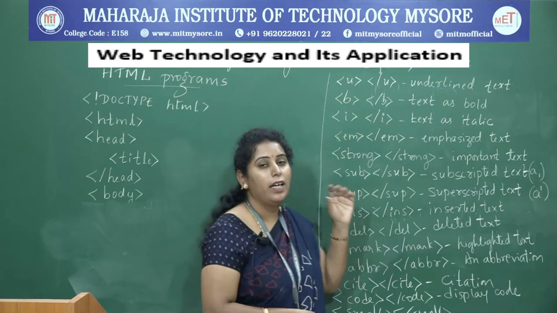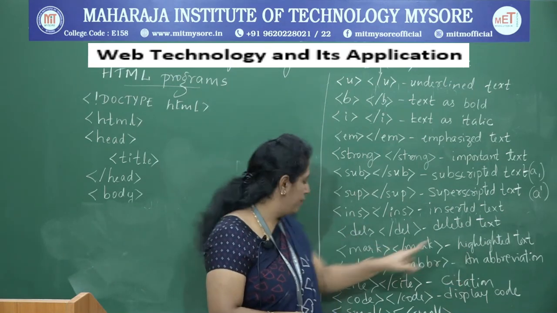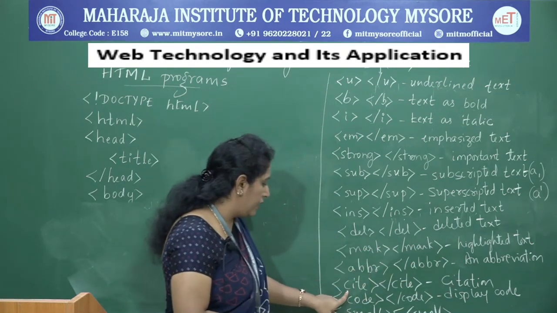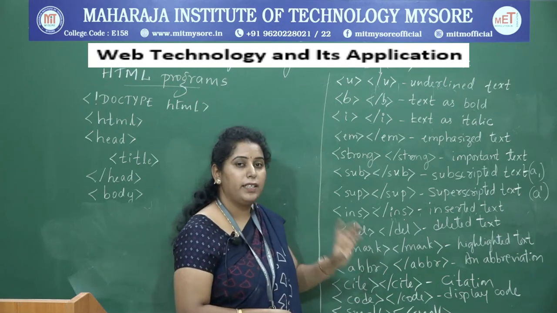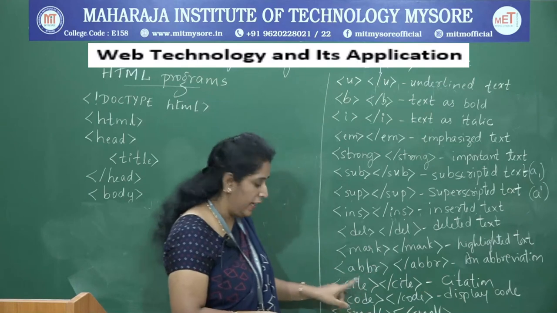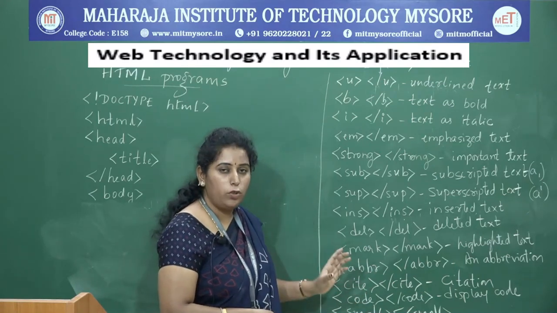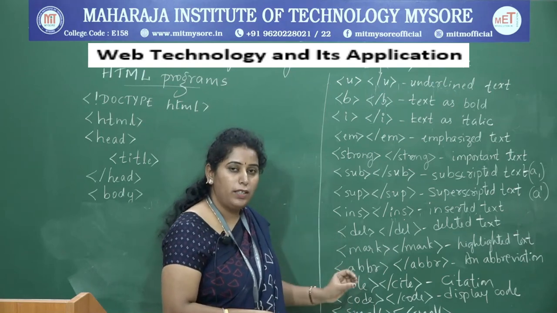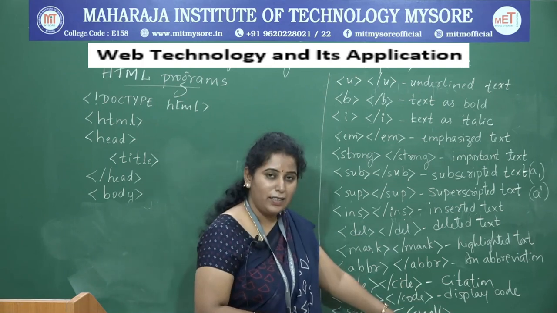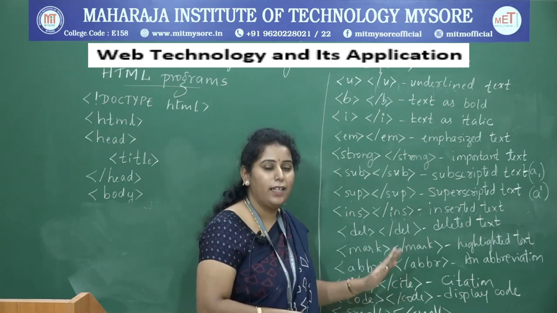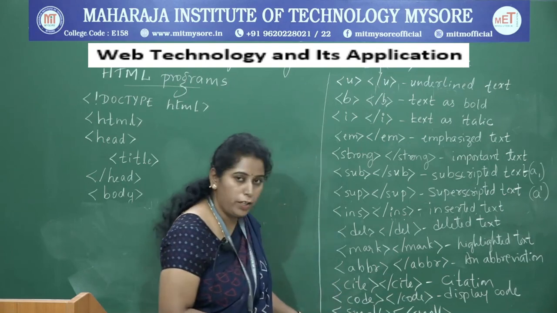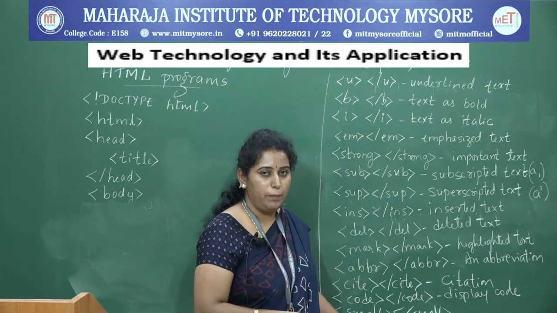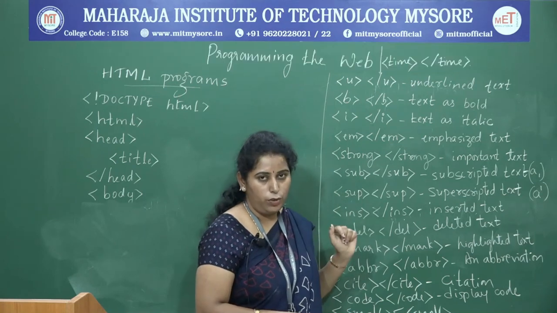Mark, which is used for highlighting the text. ABBR, which is used for abbreviation. CITE. If you want to make it in the citation form, you can use this tag. Code, in order to display the code, you can make use of this. Small, what it does is print the text in a smaller size than the normal font size. At that time you can make use of the small tag. Okay, all these are examples of inline elements which do not start on a new line.